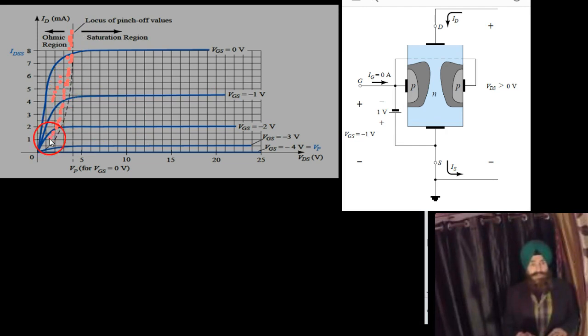So this is the gate source voltage which is giving some saturation current. By increasing further, there will be no current. So the pinch off voltage is almost here. It is very close to 0. The locus of pinch off values.